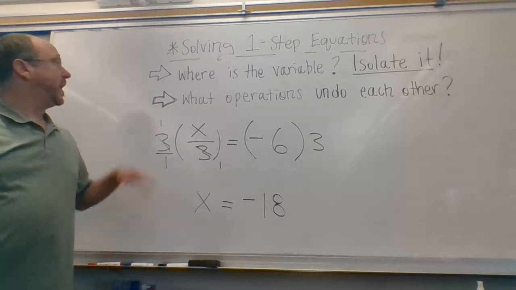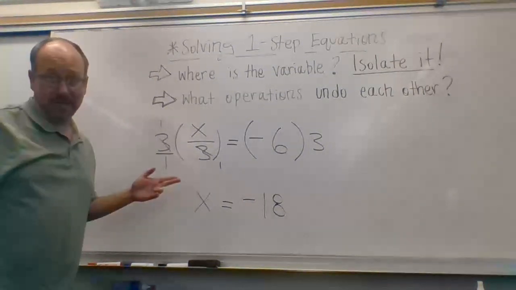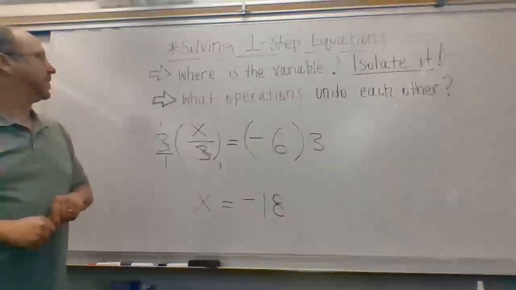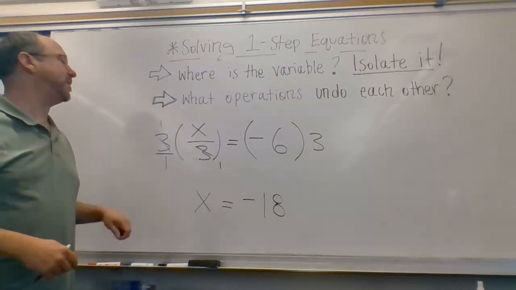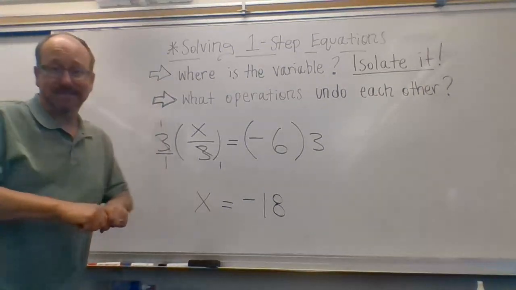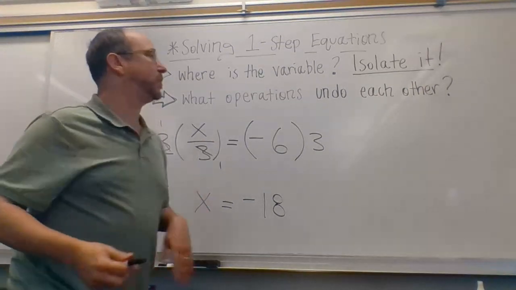Right? We isolated the variable. We found the opposite operation. So we undid the division with multiplication. 3x divided by 3 is just one single x. Write the 1 if you want to. I didn't. 1x is equal to negative 18.